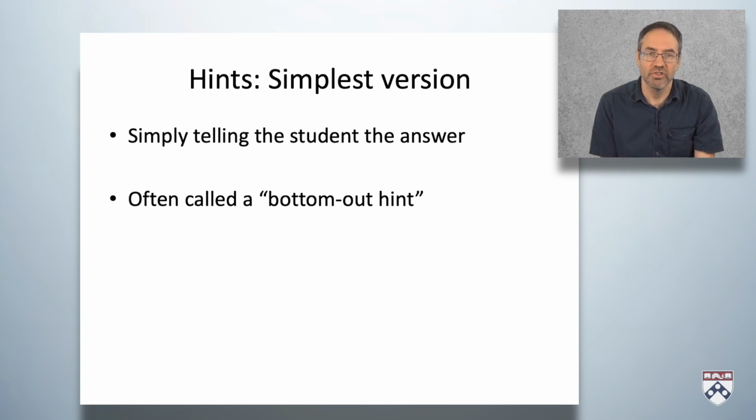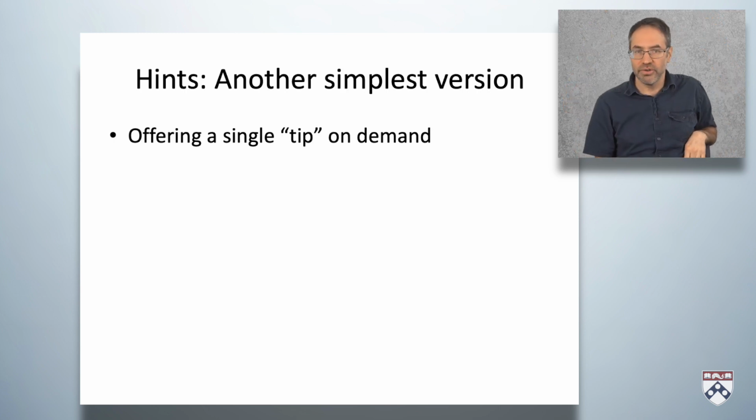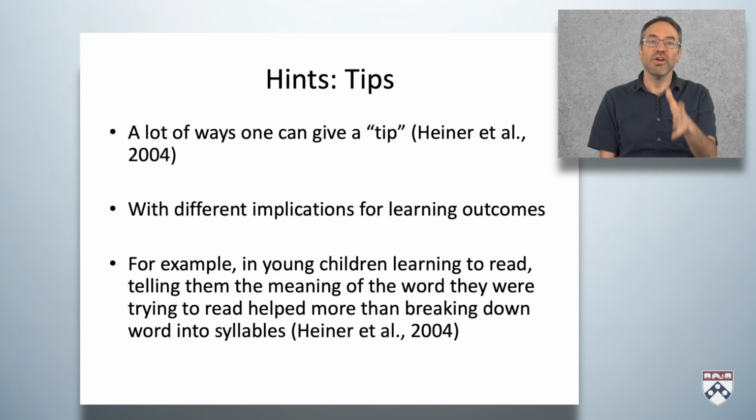The simplest version of hints is simply telling the student the answer. This is often called a bottom-out hint. Another simple version, kind of equally simple, is to offer a single tip on demand that doesn't give away the answer. As far as tips go, there's a lot of ways one can give a tip, as Cecily Heiner showed in her work, with different implications for learning outcomes.